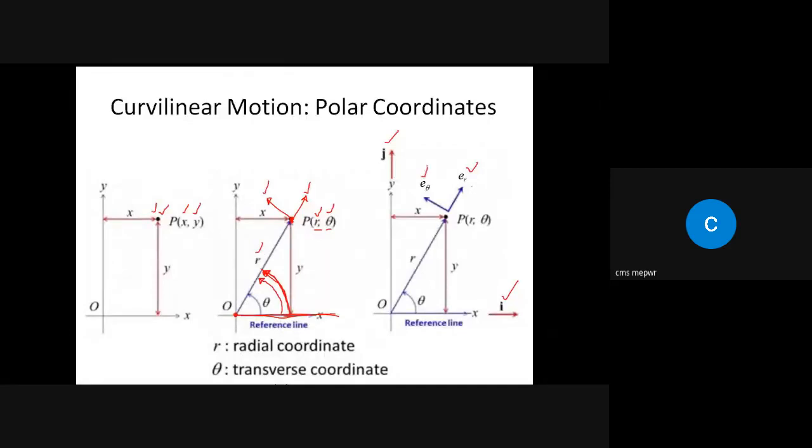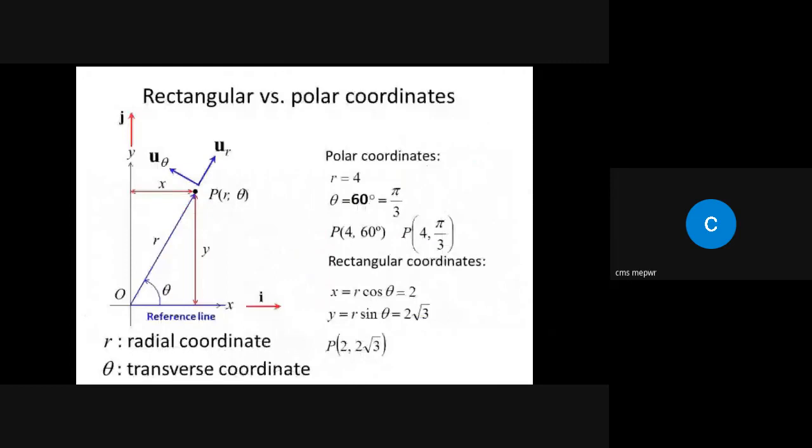Okay, so now let's look at it. You see the unit vector along r, the unit vector along theta, the unit vector along i, the unit vector along j. Now what is r? r is basically the radial distance, the first variable in the polar coordinate system. Theta is basically the angular dimension, the second variable in the r-theta coordinate system.